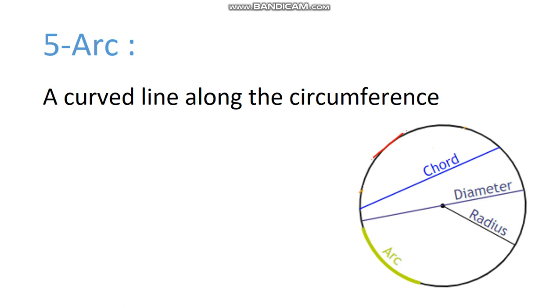Out of circumference, if I take a small part, if you see a green color is shown here, this is a small part of the complete circumference of the circle. So that small part is called as what? It is called as the arc. The small part which represents a small area of the circumference is called as an arc.